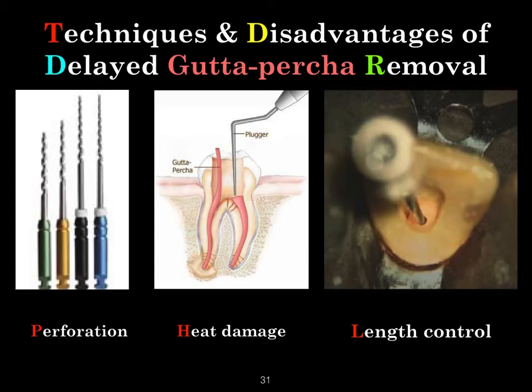So what are the disadvantages of the several techniques? As you most probably know by now, if you drive a motor-driven instrument within the canal and you are not familiar with the long axis, usually you will have perforation. If you leave the heated plugger inside the canal for a long time, you will damage the periodontal tissue. And if you don't have a rubber stopper when you are using any instrument inside the canal, you might remove more gutta-percha, which will cause a little bit more time and another procedure to refill this part.